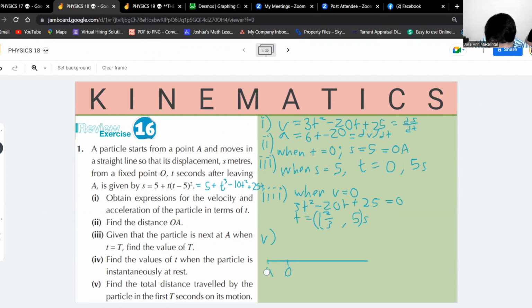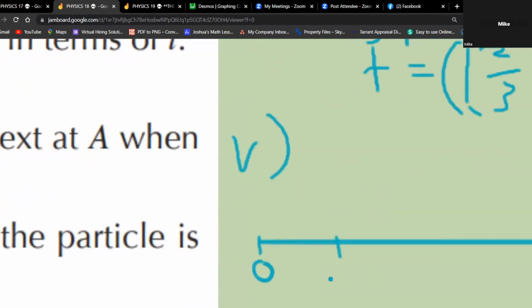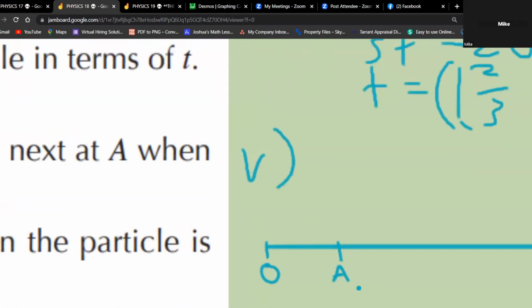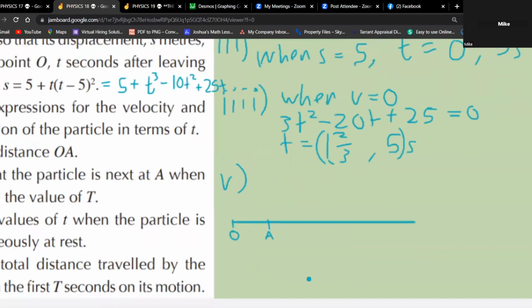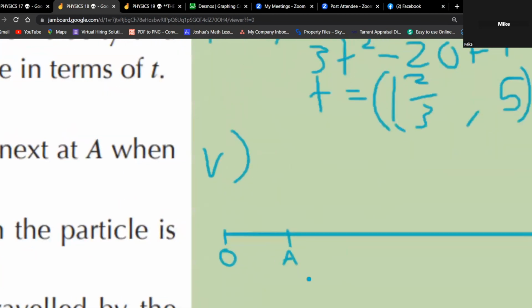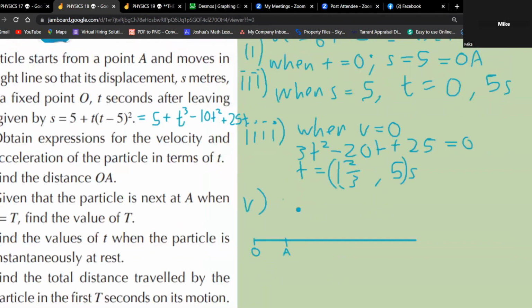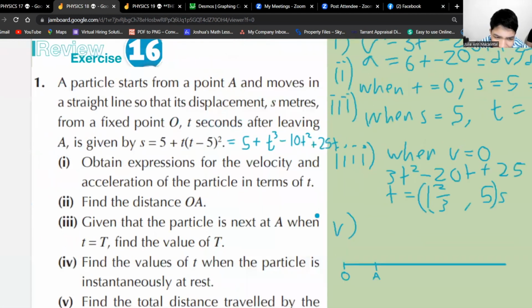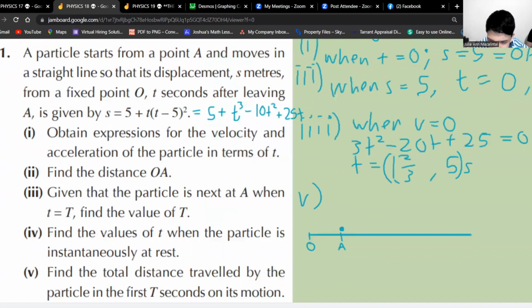Okay, blah, blah, blah. Why do I always assume that O is on the right side? It's been happening many times. It can be negative if the problem gave a negative S at t equal to 0, but here it's positive 5. So now, what is the direction of motion? Right. So in what direction is it moving?